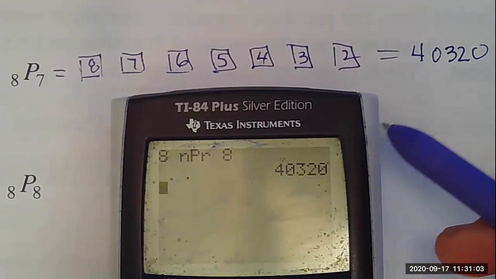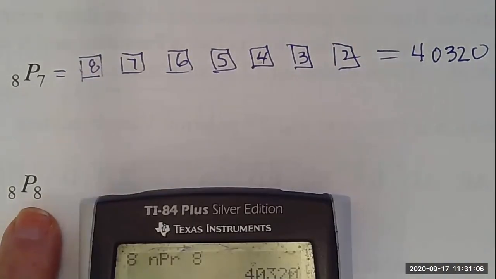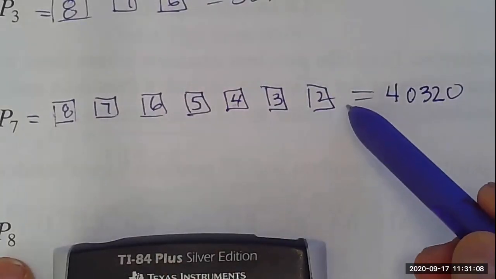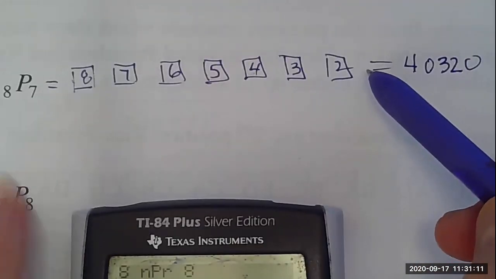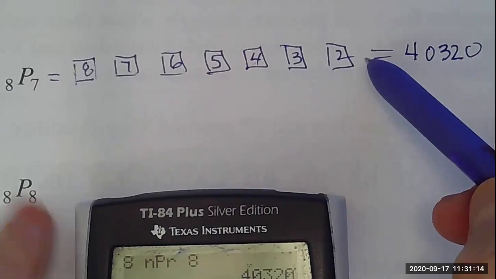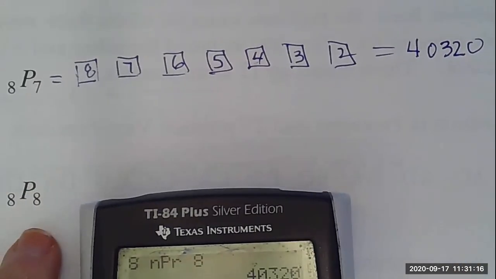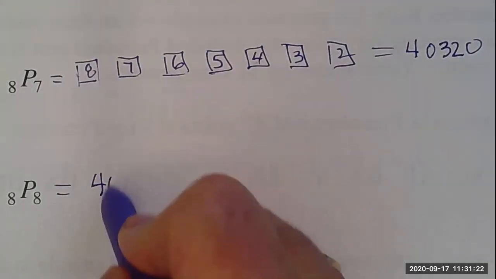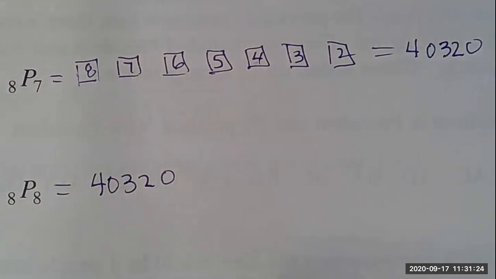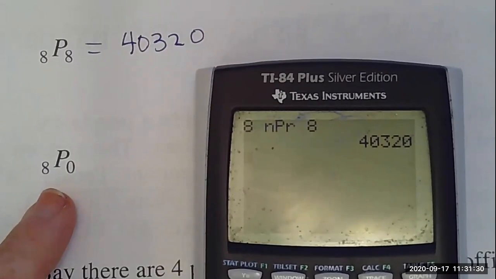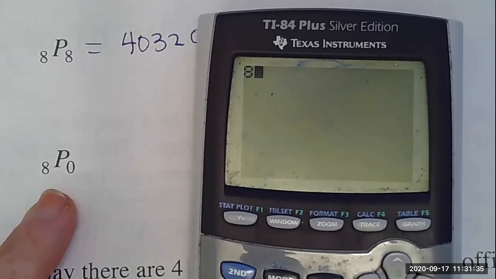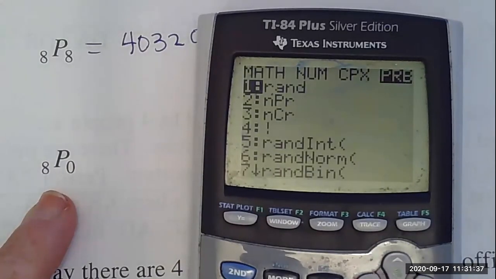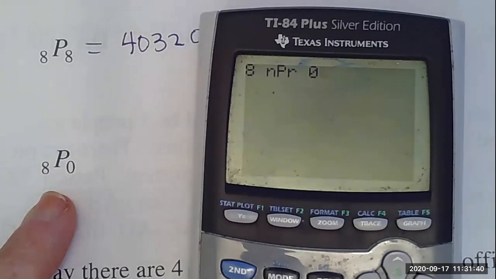The reason is you're just adding one more square to this. What's the last square going to be on this one? 1. Right. Oh, just multiply by 1. You still get the same thing. So this one here would be 40,320. And you go over here and you just do 8 permute nothing, whatever that means. Okay, so you go 8 permute 0, and you get 1.